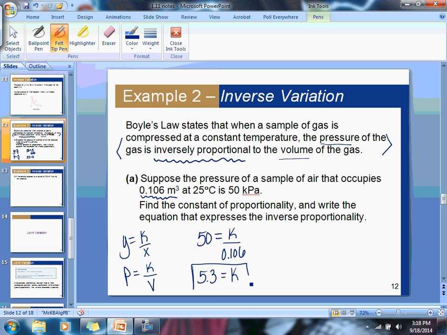So that's my constant. And now I need to rewrite my equation. I'm going to rewrite the equation with the P and the K and the V. So my pressure will be inversely proportional. So I'm going to put that constant in there, inversely proportional to the volume. So again, this is my equation that I can use now for any relationship with Boyle's law for this sample of air.